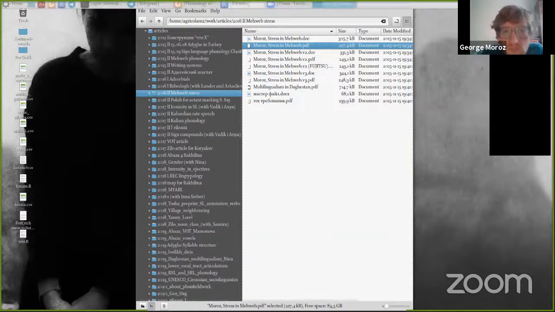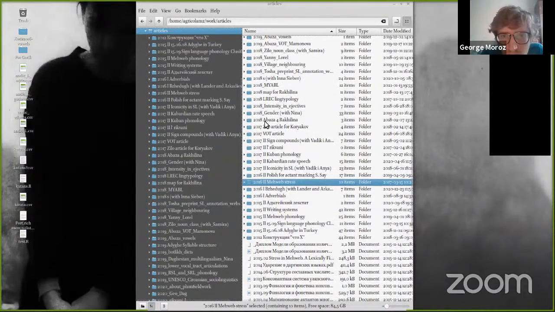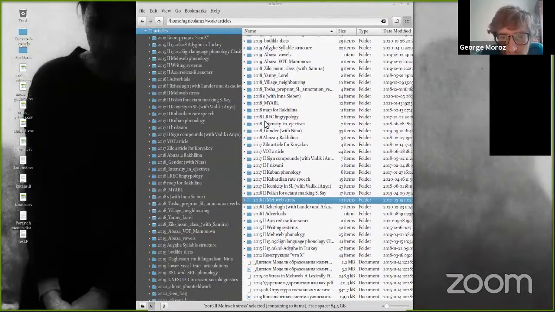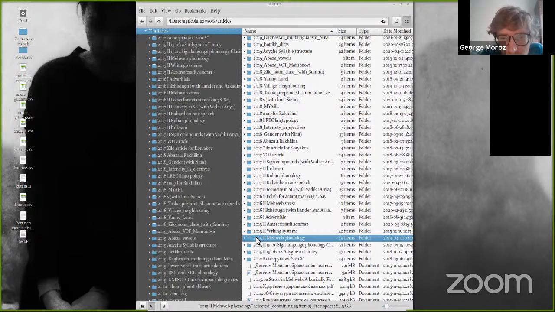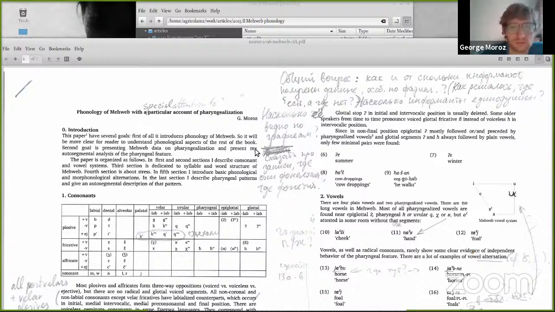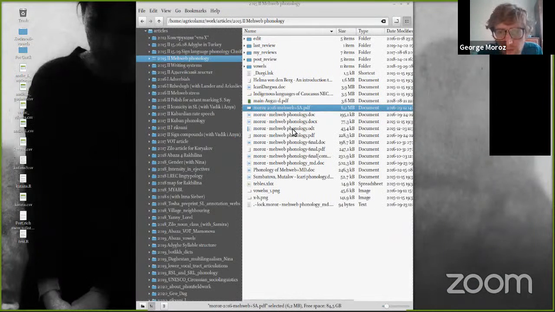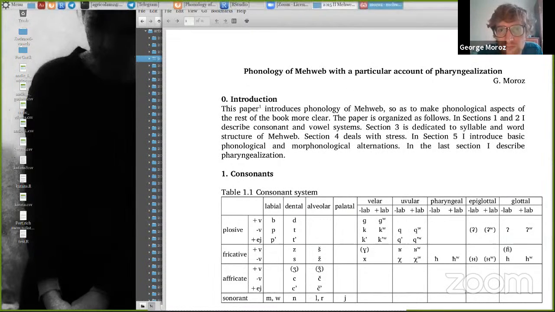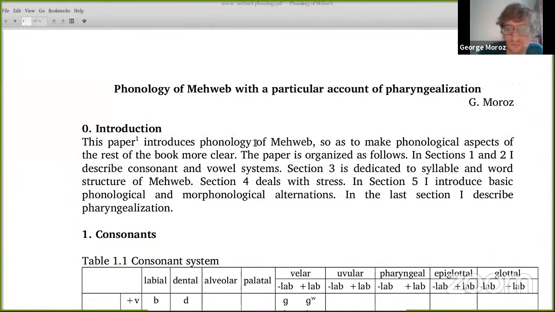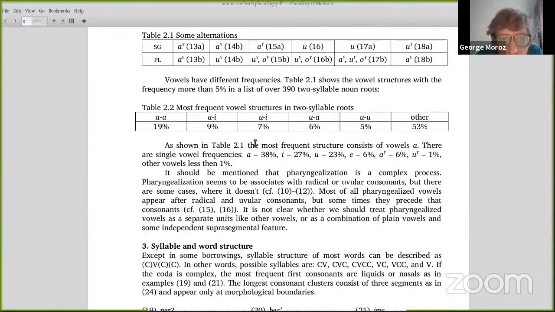Oh no. This is another article about Mihweb, but you don't need it. Where is it? Maybe it's here. Yeah, maybe it's here. Yeah, it's here, but maybe I want to show something without comments. So over here.